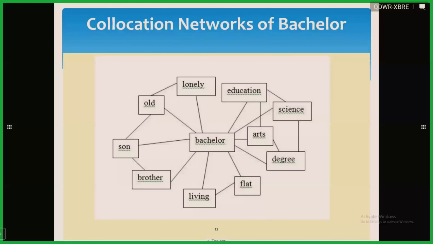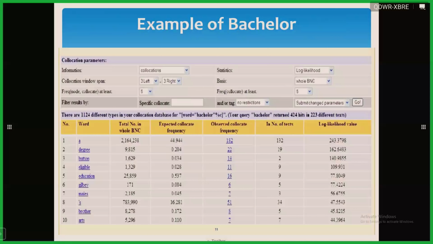Now, this is again an extract from CQP web. If you find out the relationship of different words through frequency, sometimes that frequency is not really important. For example, if you see that there is a word bachelor and the most frequent word with it is, yeah, a bachelor.